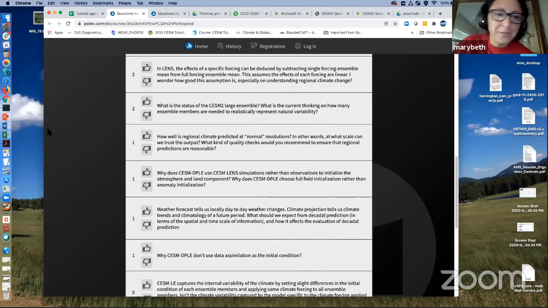Hi, thank you for doing this panel discussion. I'm wondering about linear forcing that has nonlinear responses. And then if you were to remove that linear forcing, how would that affect the nonlinear responses further on in the run?